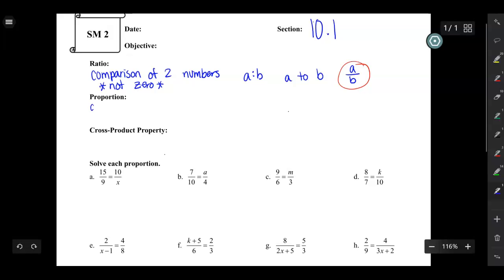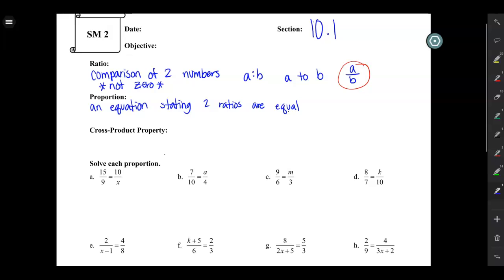So a proportion is just an equation that says two ratios are equal to each other. So basically it just means that when you compare two numbers, that comparison number is the same. So we could have the ratio of A to B and the ratio of C to D, and we could just say those are equal to each other. That's a proportion or proportional statement.